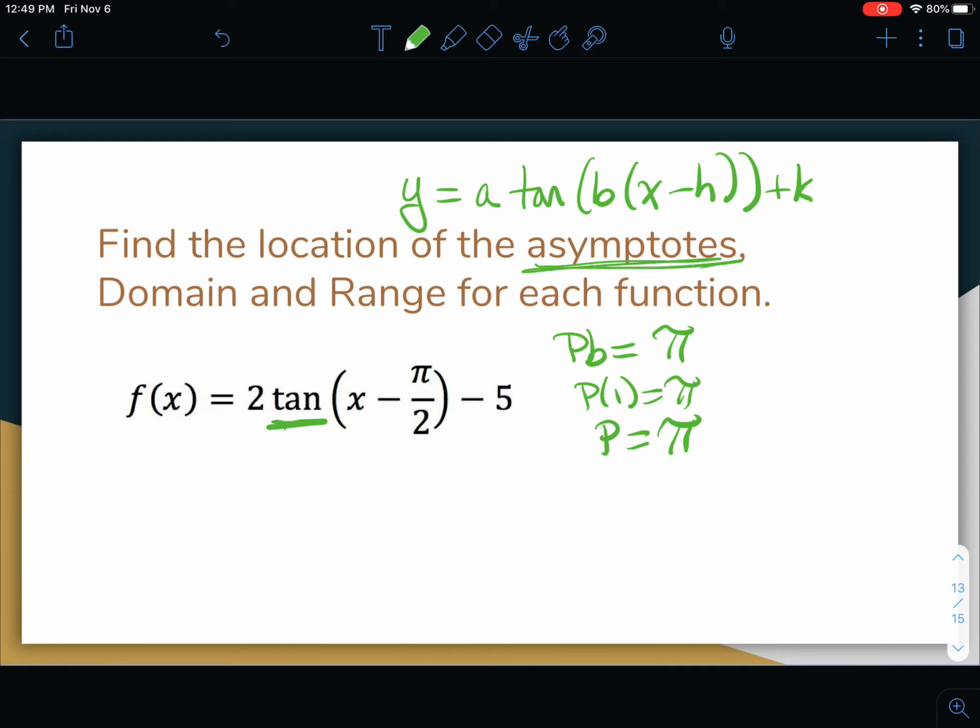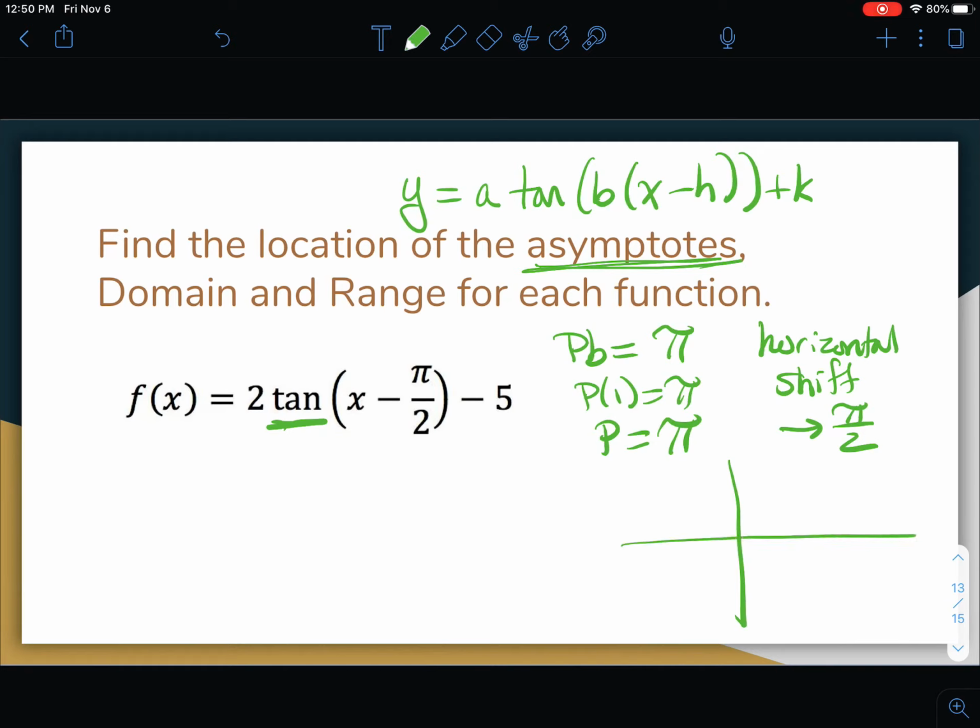Now, in terms of finding the asymptotes, we really do not care about a vertical shift. We absolutely care about the horizontal shift in terms of the location of those asymptotes. So for this, we would say that we have a horizontal shift to the right pi over 2.